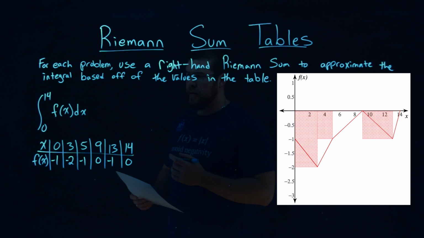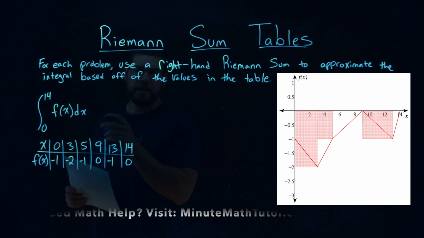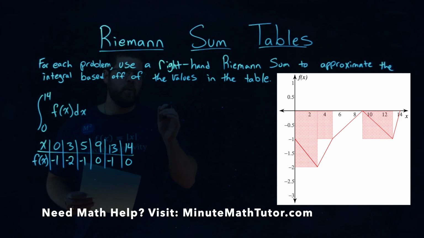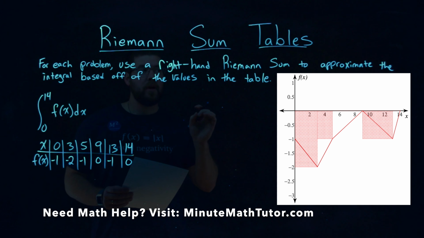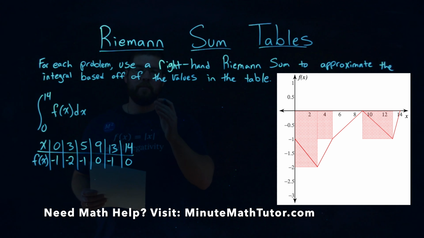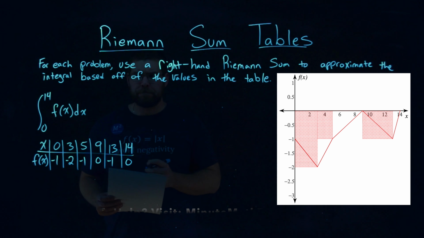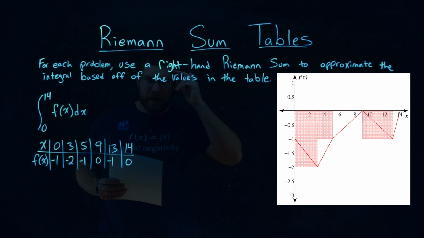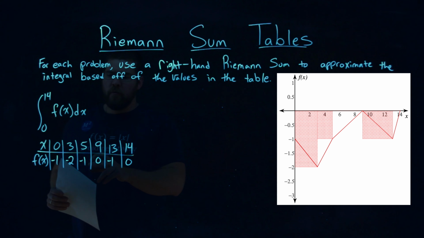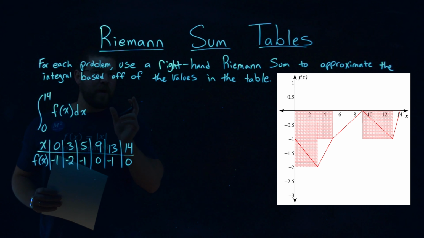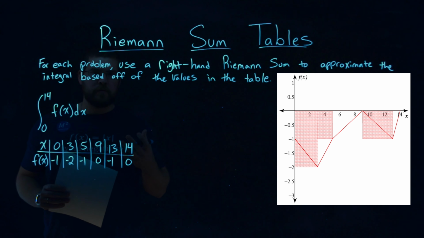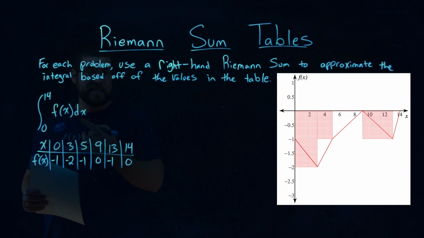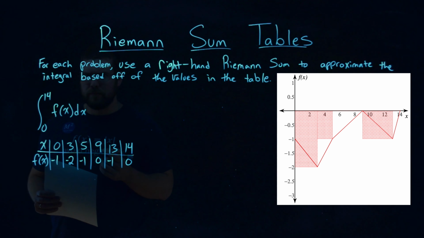We're given this problem right here, the integral from 0 to 14 of f of x dx, and we're given a table below. We need to find the right-hand Riemann sum to approximate the integral based off that table. So they first tell us it's a right-hand Riemann sum. Got to keep that in mind. Right here, these x values will represent the base parts of each rectangle. And so I want to find the width of each rectangle, the distance between each x value.